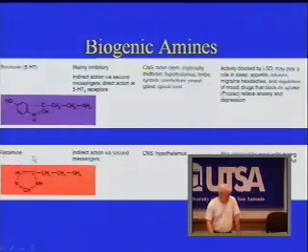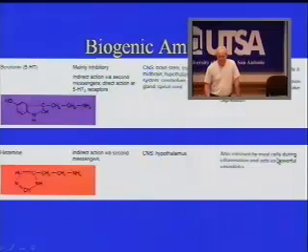And then histamine is the next one. There's not a lot known about it. If we have allergies, we know that when our mast cells release it, it gives us many of our allergy symptoms, including association with inflammation, because it's a powerful vasodilator.